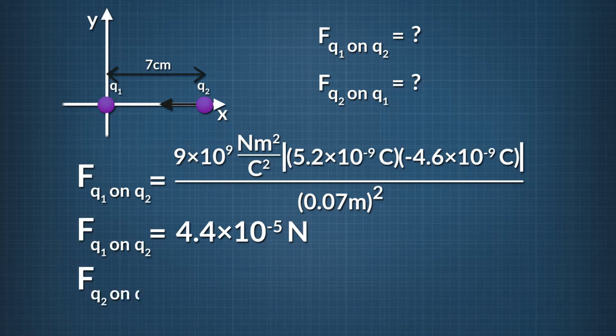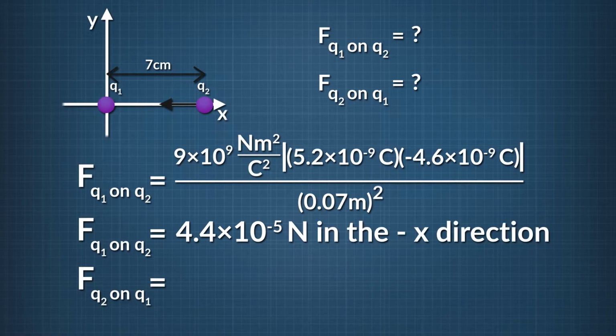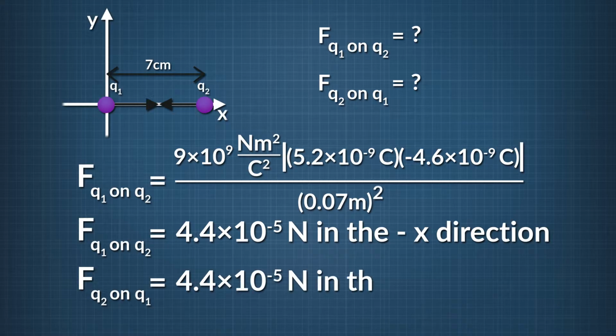How about Q2 on Q1? We can figure it out without using Coulomb's law. Newton's third law says that for every action, there is an equal and opposite reaction. So when Q1 pulls on Q2 in the negative x direction, Q2 pulls on Q1 in the positive x direction with the same strength. On the diagram, the force vectors should look like this. So the force of Q2 on Q1 is 4.4 times 10 to the negative 5th newtons in the positive x direction.